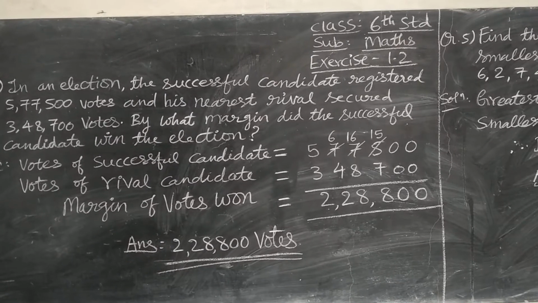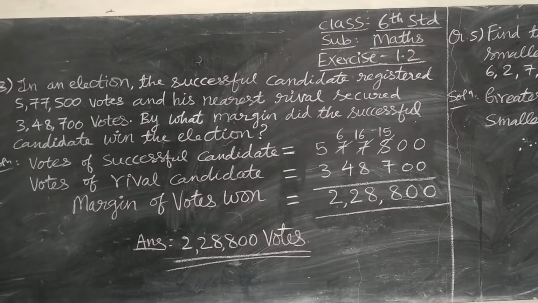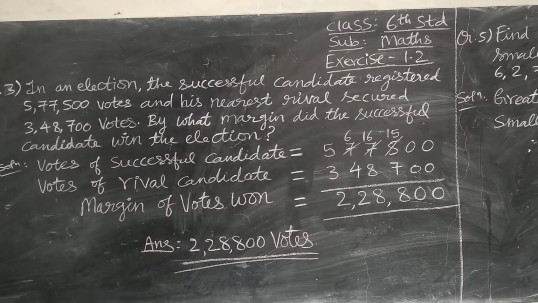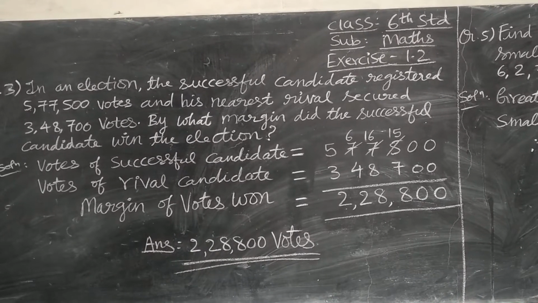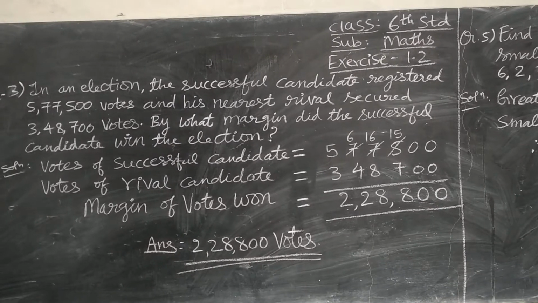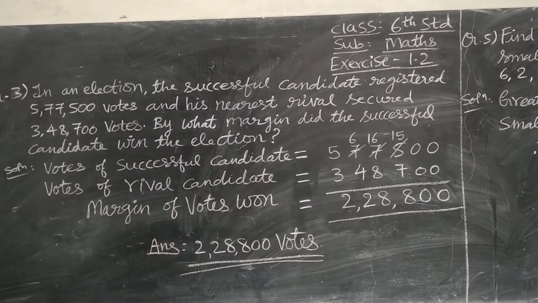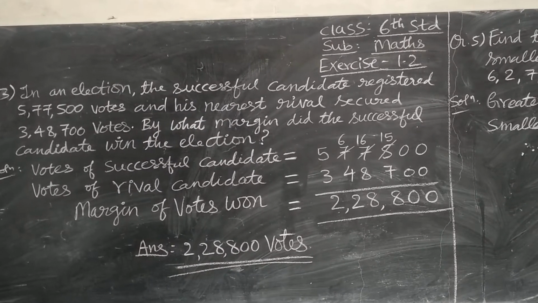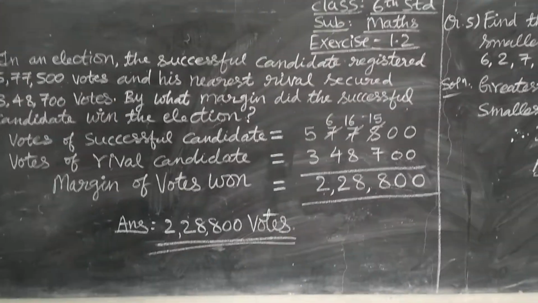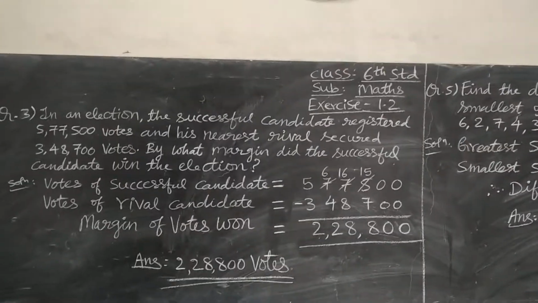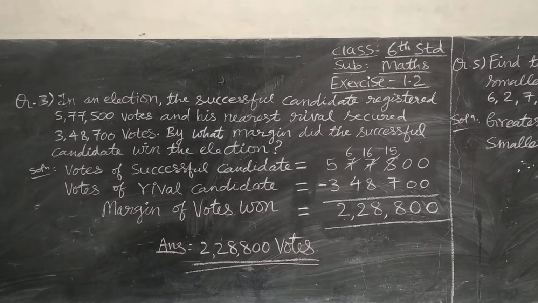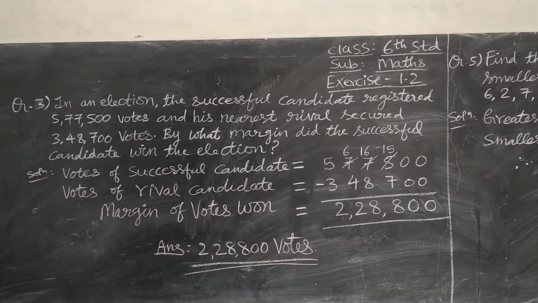He has taken 5,77,500 votes. Next, the candidate who lost the election, how many votes he secured, that you have to write. Votes of rival candidate. Rival means the opposition candidate. Votes of rival candidate 3,48,700. So by how much difference did the successful candidate win? By subtracting you will get the answer.